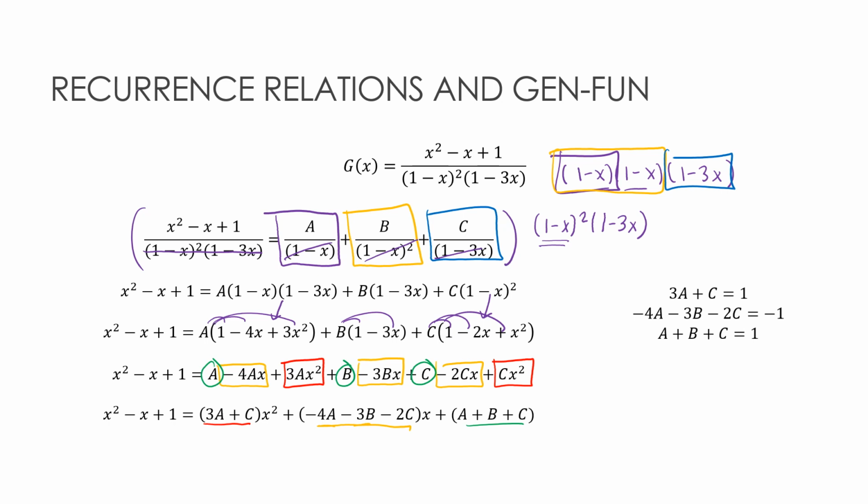So what does this tell me? Well, the coefficient of x squared is 1, so I've made an equation. 1 is equal to 3a plus c. Then I looked at the yellow and said negative 1 is equal to negative 4a minus 3b minus 2c. And then I looked at positive 1 is equal to a plus b plus c.